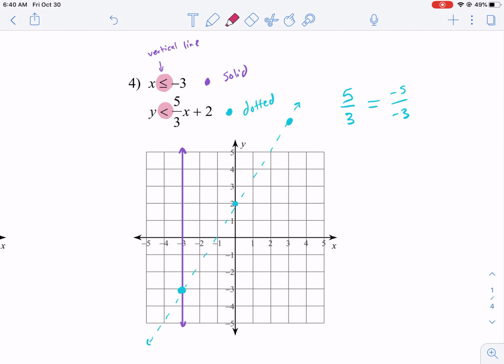Okay, let me start with the blue one. With the blue one, we have y is less than, so we're going to shade below.